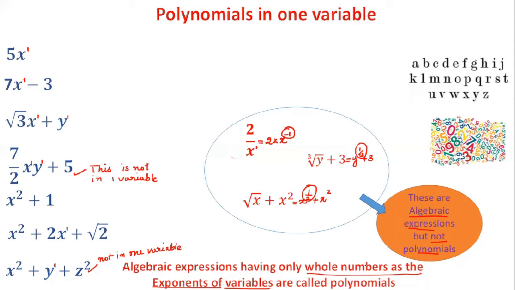The condition for polynomials is they should have whole numbers as the power of the variables.